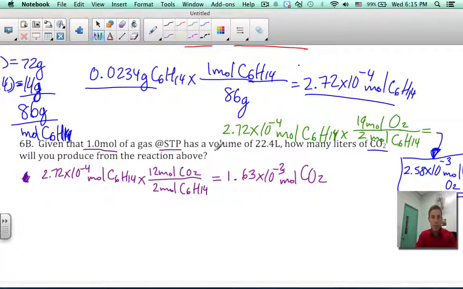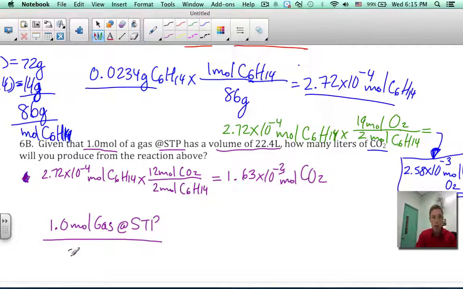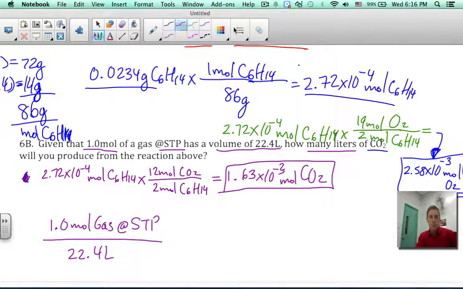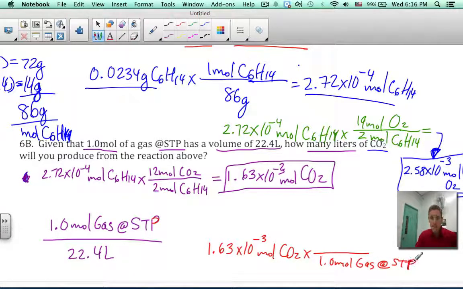So now it's saying 1 mole of the gas at standard temperature and pressure has a volume of 22.4 liters. So make a ratio of that. 1.0 moles of gas at STP has a volume of 22.4 liters. How many liters will this amount of moles of CO2 take up? How much space will it take up? Let's do it in red. We have 1.63 times 10 to the -3 moles of CO2, and I multiply that times this ratio. I put moles in the bottom now: 1.0 moles of any gas at STP. Make sure you do it at STP, otherwise this does not hold true for all temperatures. It has to be the same standard temperature and pressure: 0 degrees Celsius, 1 atmosphere pressure.